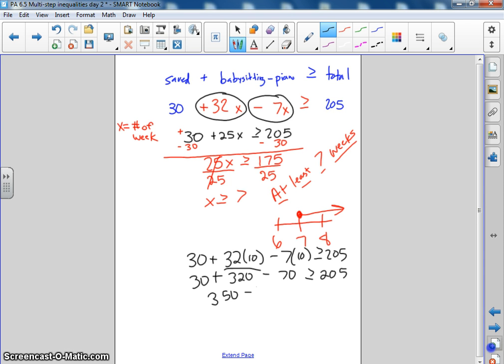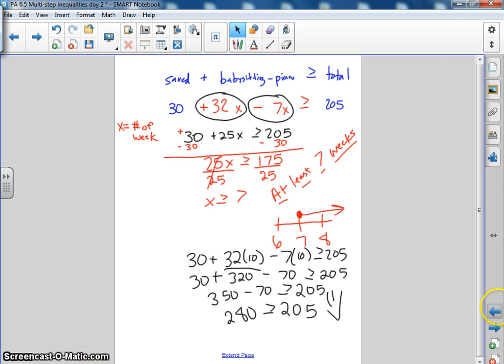350 minus 70 has to be greater than or equal to 205. 350 minus 70 is 280. Thank you. Is that bigger than 205? Yes, it is. That is true. I am one happy camper. All right.